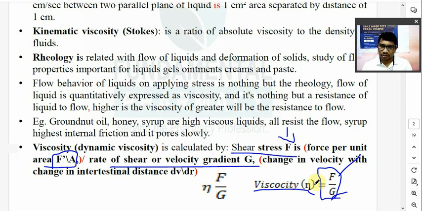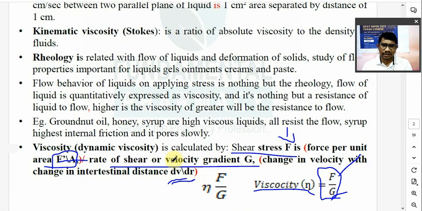What is F? F is nothing but the stress. What is stress? Force per unit area. And what is G? Velocity gradient. Velocity gradient means dv by dr, change in the distance with respect to time. So viscosity is calculated as the shear stress, that is force per unit area, divided by the rate of shear or velocity gradient, which is nothing but dv by dr.